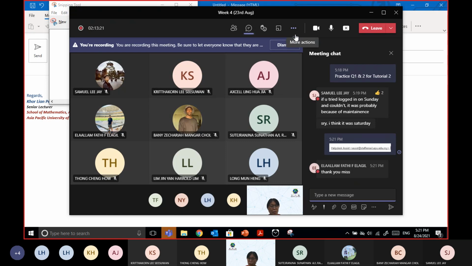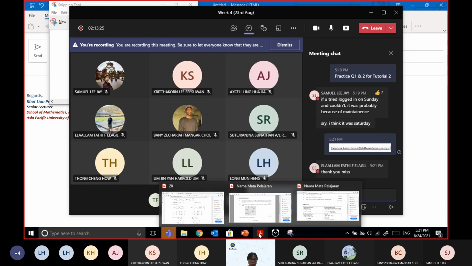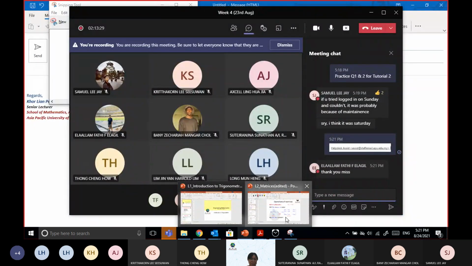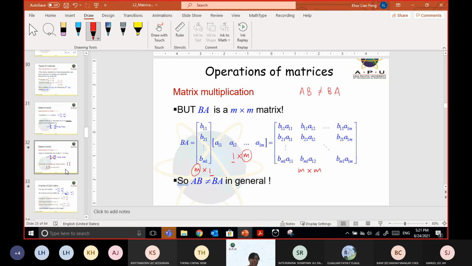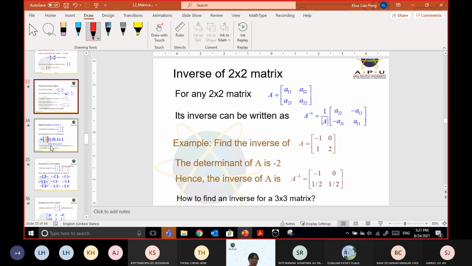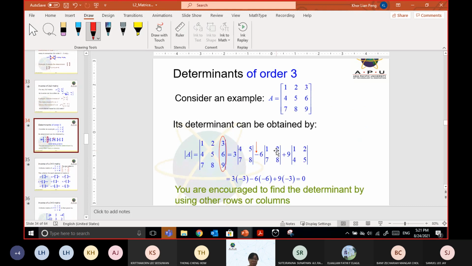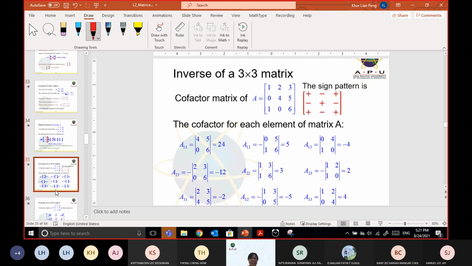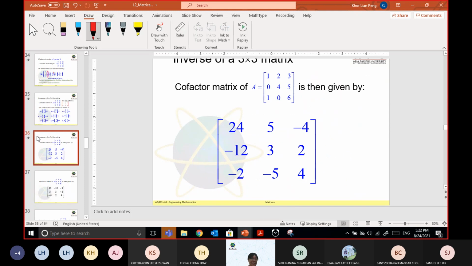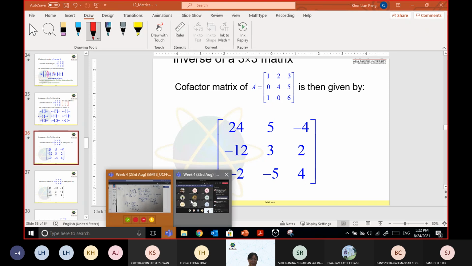Then I think that's all for today. Today only 2 questions, very simple ones. And next week we will continue the rest of the part for the matrices. I think next week we will come to the determinant already. And then you are going to learn something new, how to find the inverse matrix for the 3x3 matrix. There's a lot of calculation for this one, but it's something new to learn. It's interesting.